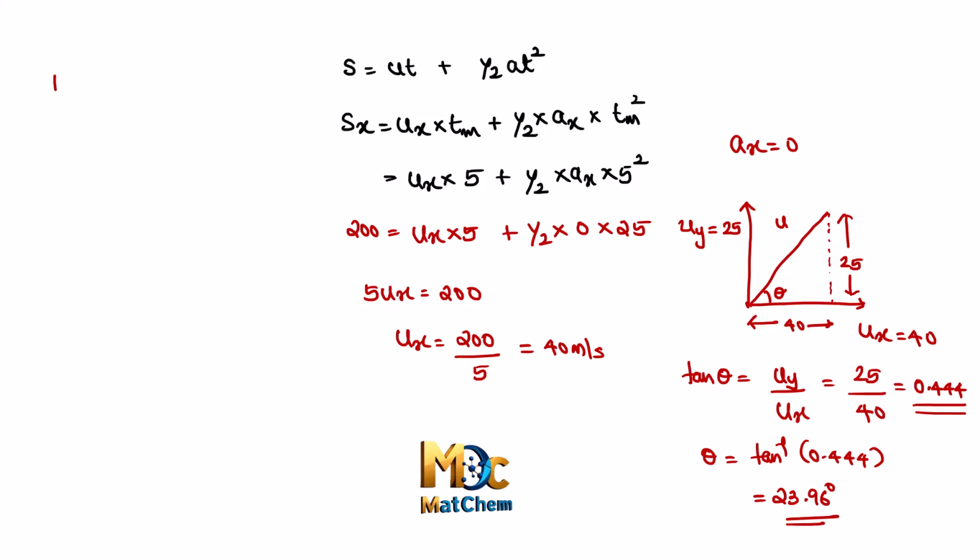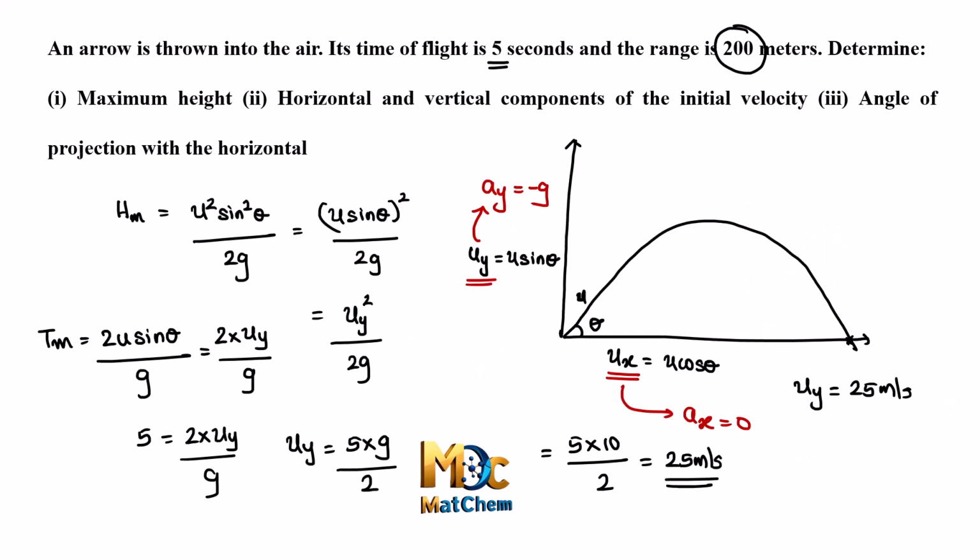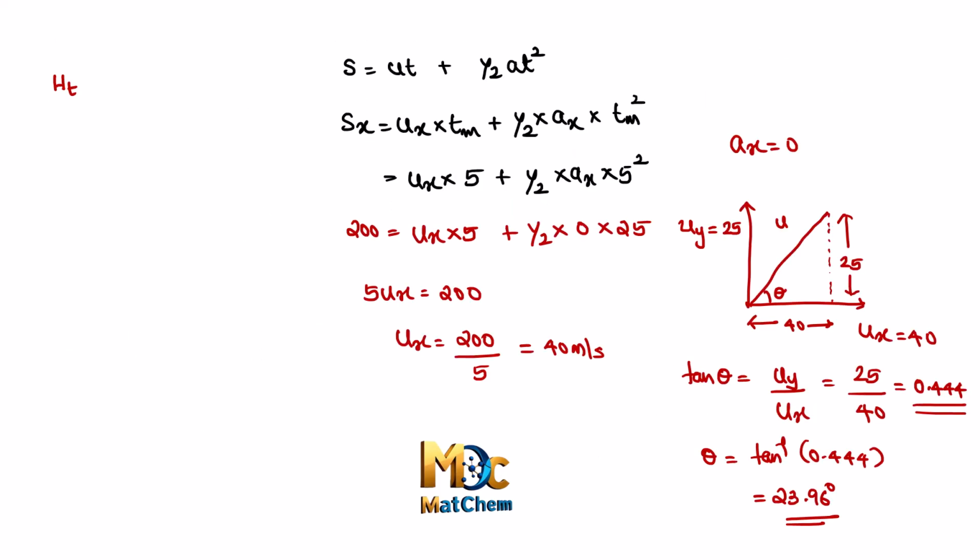Now we need to calculate the maximum height. We know that the equation for maximum height is uy square upon 2g. What is the value of uy? Uy equal to 25. That is 25 into 25 divided by 2 into 10. So 25 into 25 is 625 divided by 20, that is equal to 31.25 meters.